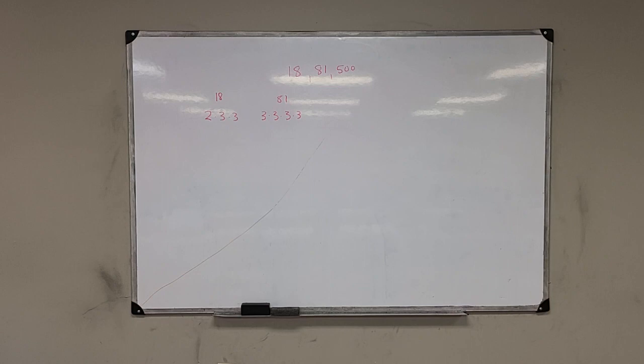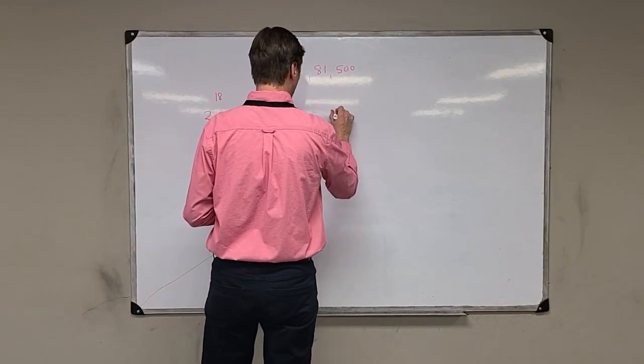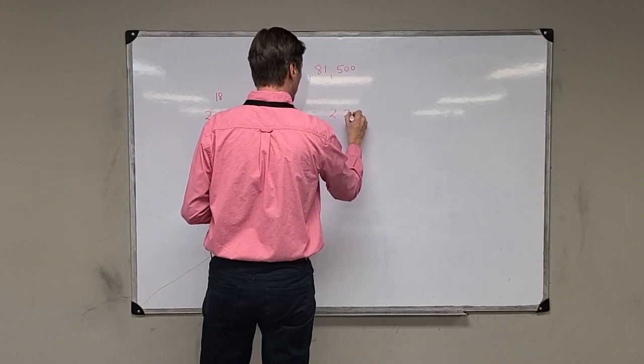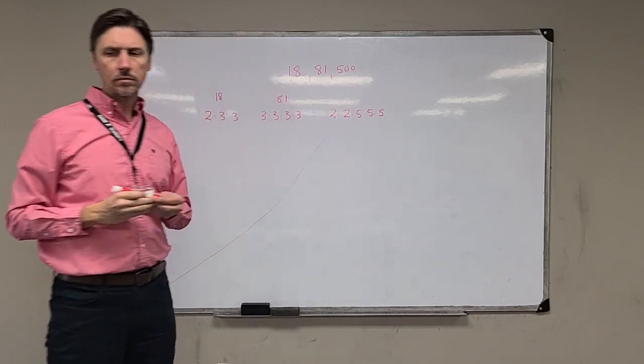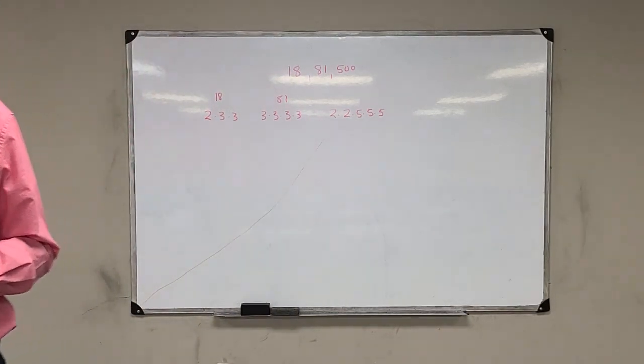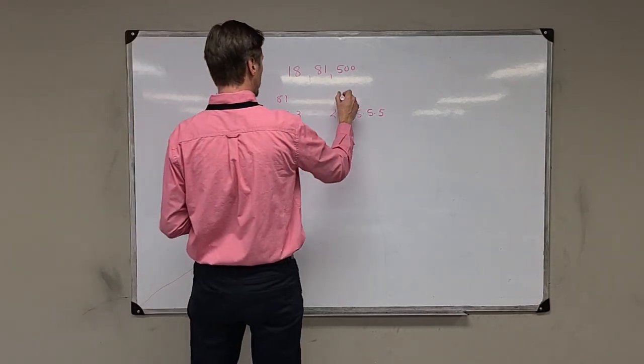500 can be broken down into 5 times 100. 100 can be broken down into 10 times 10, and then 10 can be broken down into 2 times 5. So we could say 2 times 2 times 5 times 5 times 5 would be what we could break 500 down into. So those are the prime factors for each of those numbers.